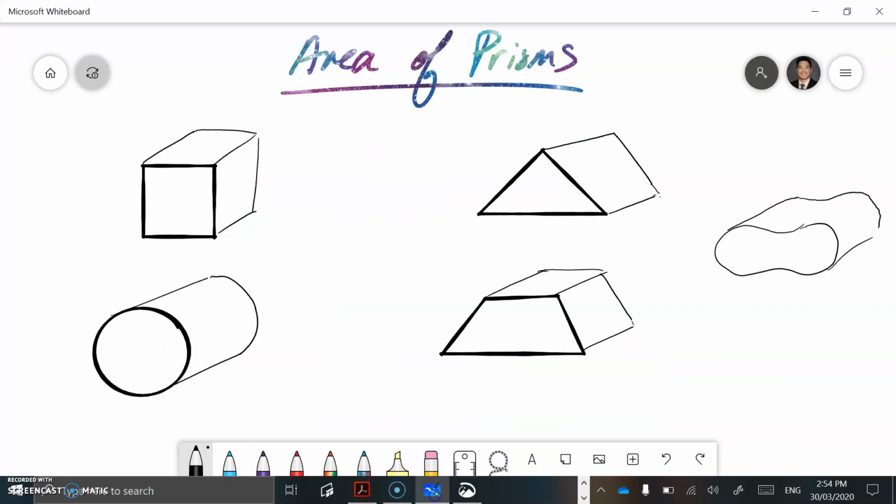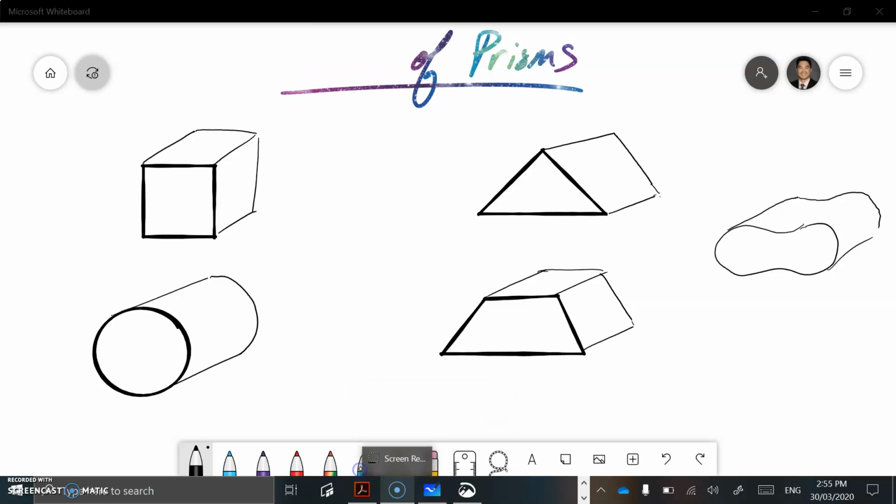So let's look at some of these examples here. These are all examples of prisms, and to get, not the area of the prism, sorry, but the volume.